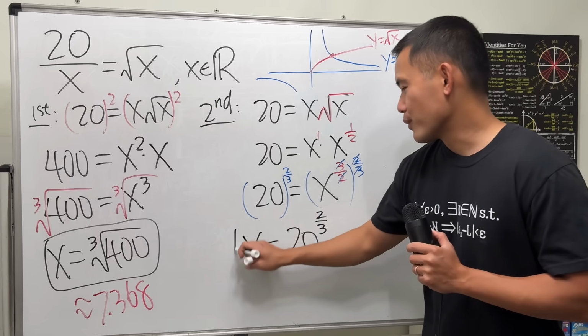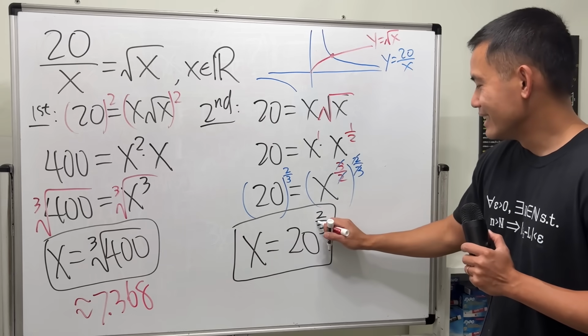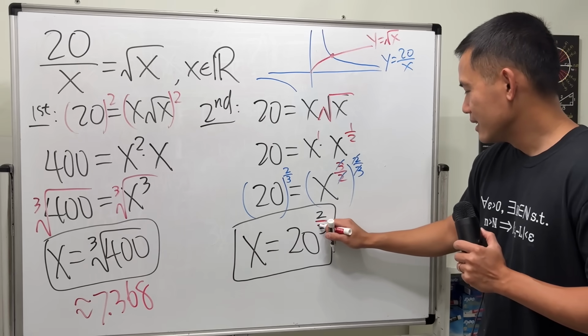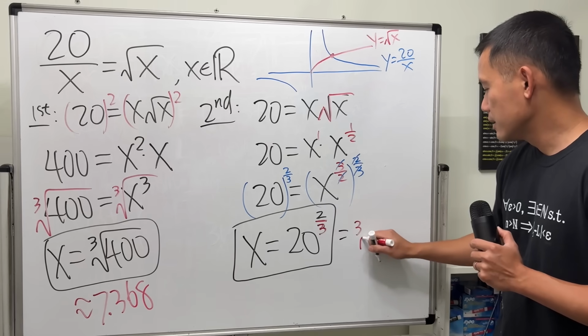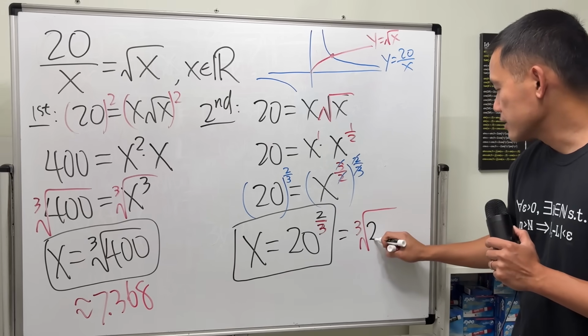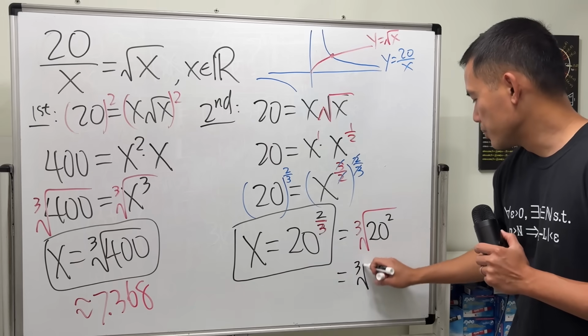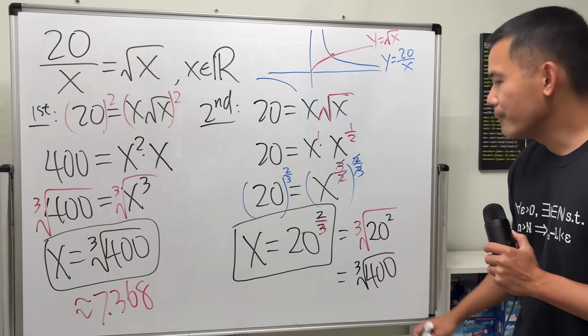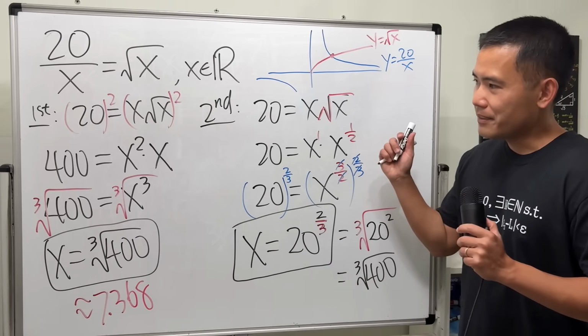And in my opinion, of course, this right here is totally fine. And of course, if you rewrite it, the 3rd power is the same as the cube root. And then if you look at this as 20 to the 2nd power, of course, that's the same as the cube root of 400, which is exactly what we have over there as well. So yeah, that's it.